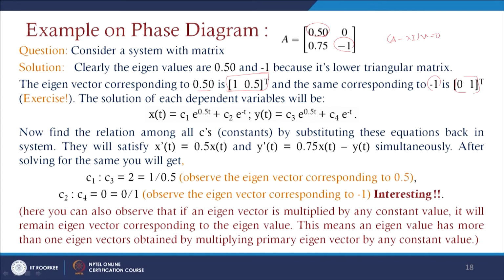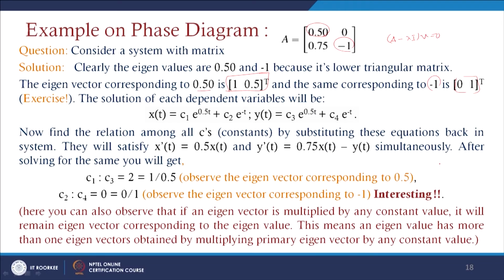and y of t can be written as C3 e to the power 0.5 t plus C4 e to the power minus t. If you find the relation among these C's by substituting this back into the system, then obviously you will have x dash t, which is written as 0.5 x of t, and y dash t, which can be written as 0.75 x of t minus y of t.